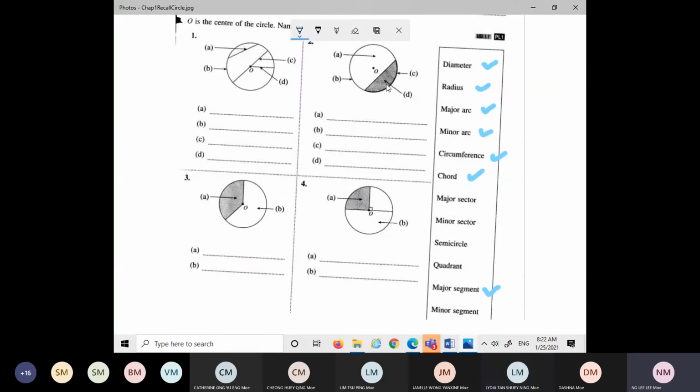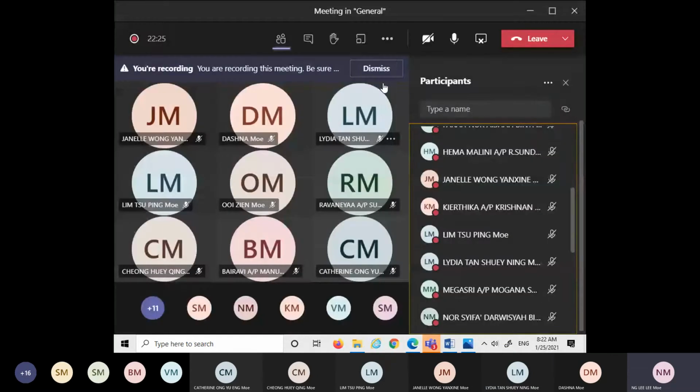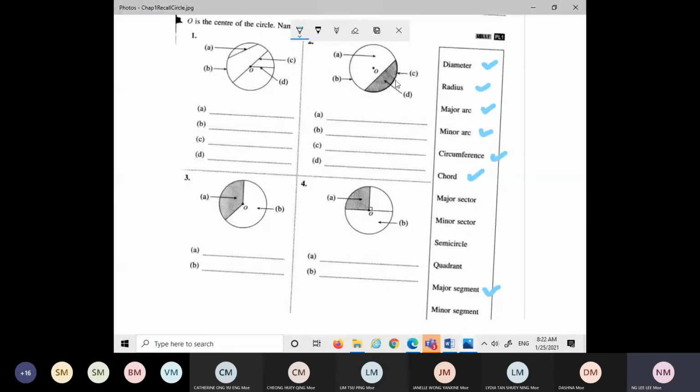Okay, D. Okay, the smaller pieces, this area. Okay, next girl will be Megasri. Segment. Cannot hear you. Segment. Yeah, it's segment, but more accurately, smaller pieces. Semicircle? No, it's segment. Yeah, minor segment, because the smaller pieces is minor segment.